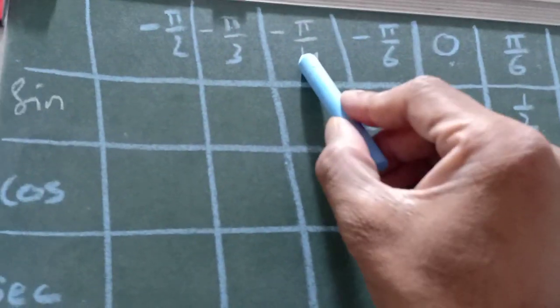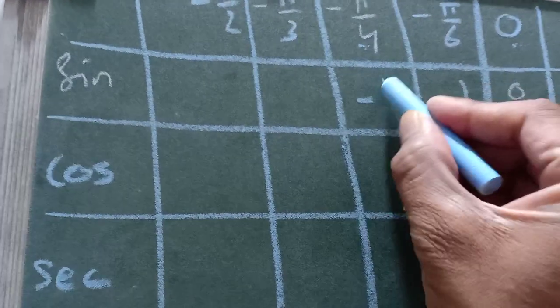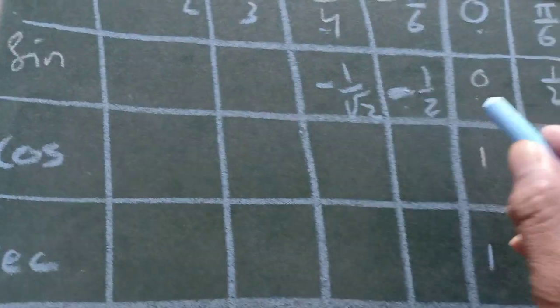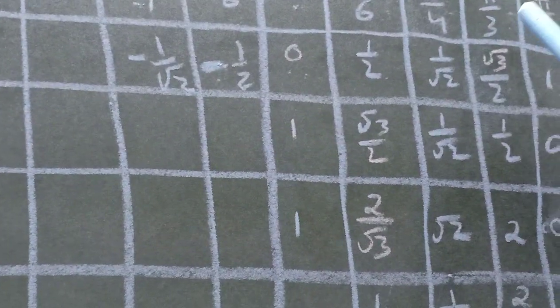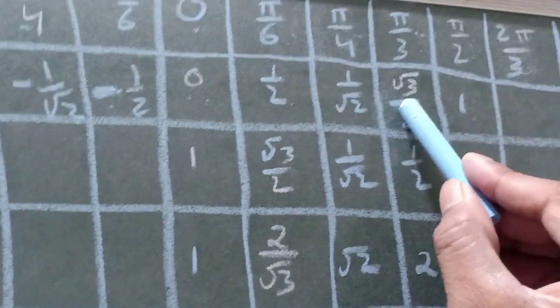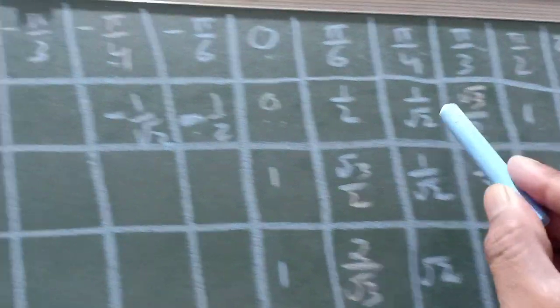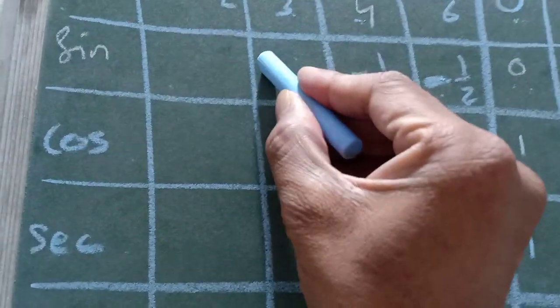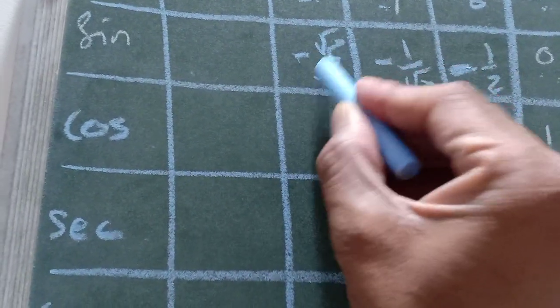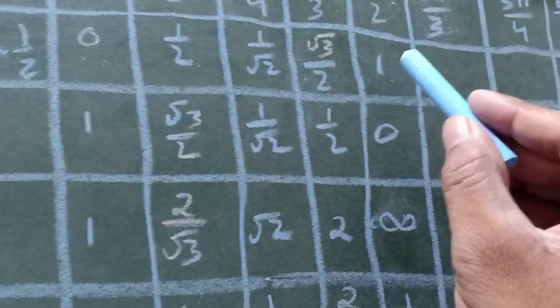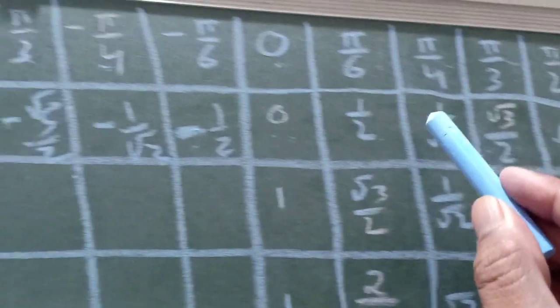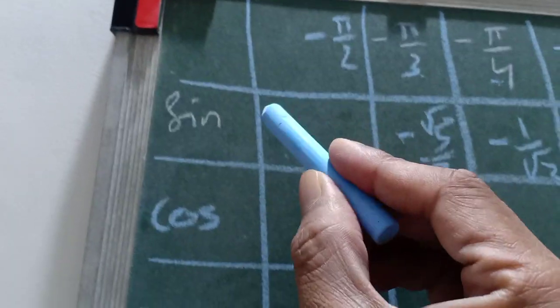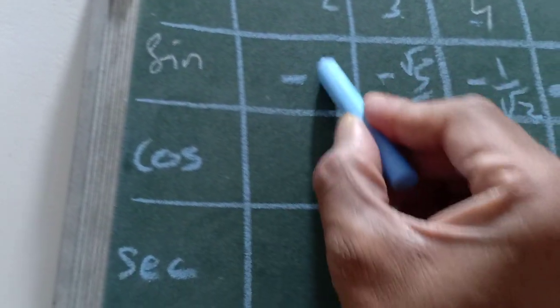Same concept: the sine of minus pi by 4 will be minus 1 by root 2. Sine of pi by 3 we know is root 3 by 2, so sine of minus pi by 3 will be minus root 3 by 2. Same way, sine of pi by 2 is 1, so sine of minus pi by 2 will be minus 1.